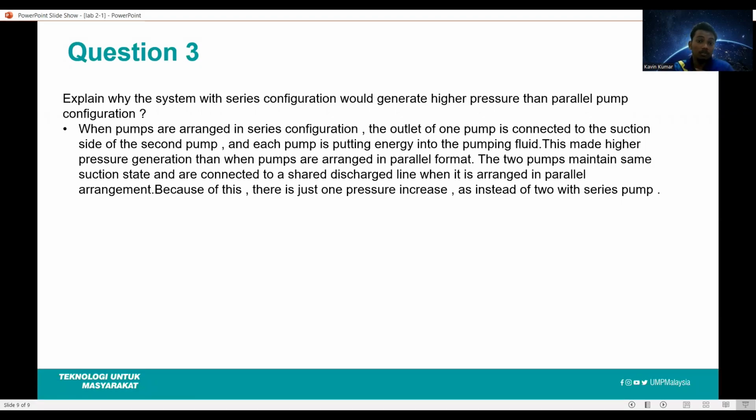So from this, we can know that the parallel pump will have lesser pressure compared with the series pump, because the series pump involves two different pressures. This makes the pressure be added simultaneously from one pump to another. So clearly, this is the reason that the series arrangement pump will have a higher and greater pressure than the parallel configured pump. So that's all from me.